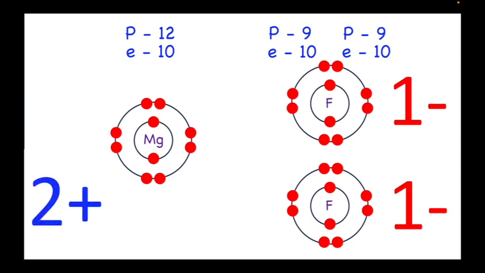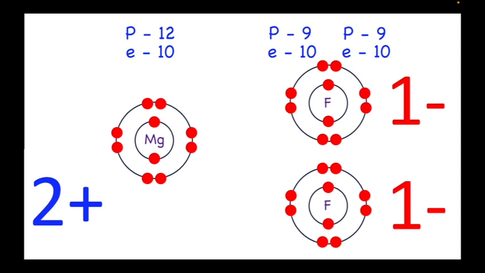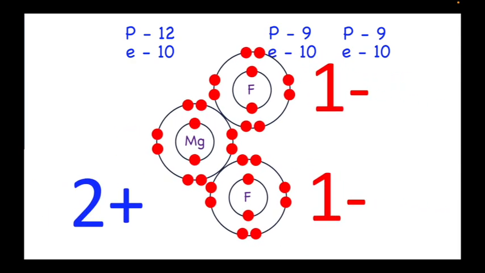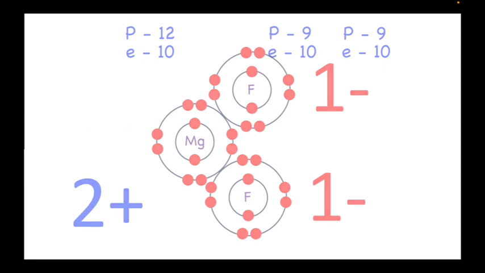Magnesium loses one full outer ring and it becomes smaller, and magnesium becomes 2 plus because it has 2 protons extra than the number of electrons it has. Now all these three elements get attracted to each other. Now this becomes magnesium fluoride, which is denoted as MgF2 because there are 2 fluorines in this bond.